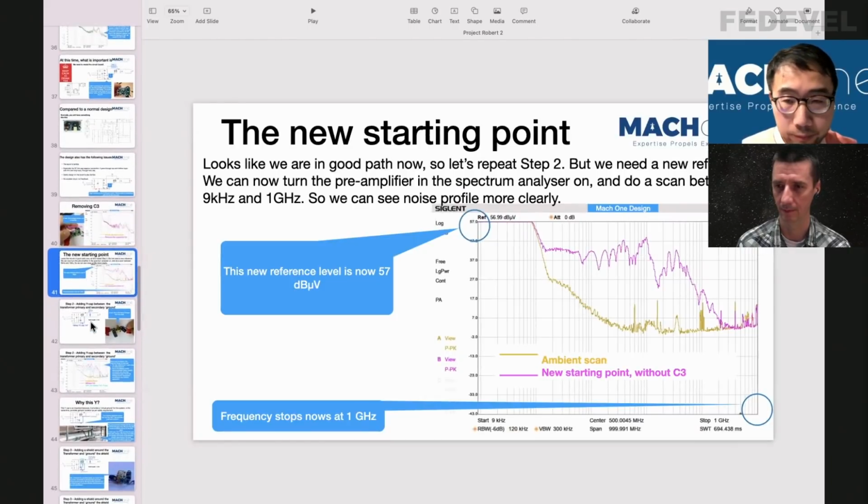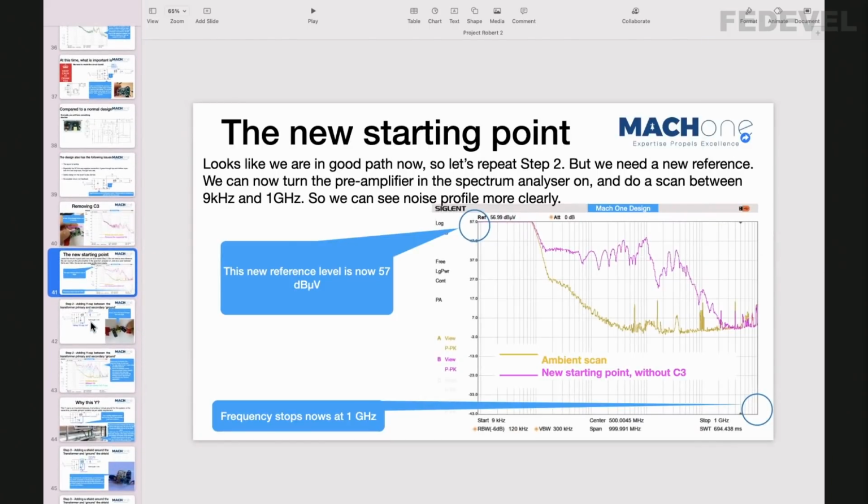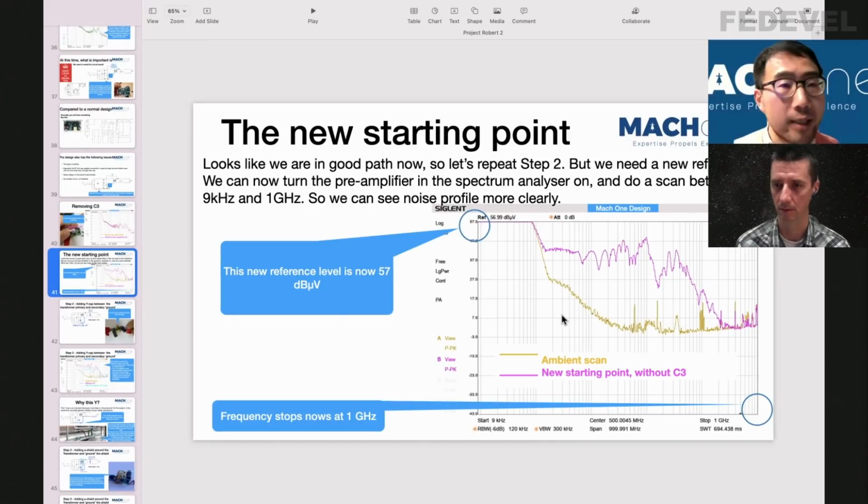So we did lots of steps before, but we didn't see any improvement. But now I found this C3, so I said, okay, let's make this point our new starting point. And we try to bring down the noise from this point. The yellow trace is the ambient, and the purple trace is the new starting point without C3. So then we can have a much better comparison.